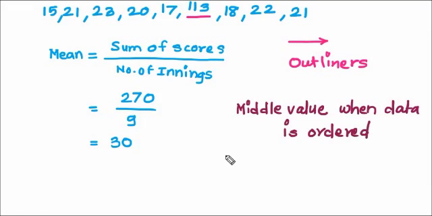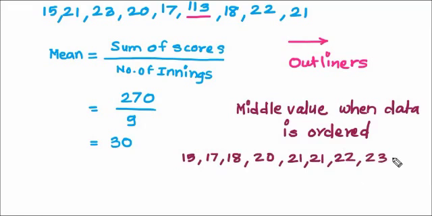So what we need to do is first order the data. So let me order the data. So data is ordered in ascending order. Now what is the middle value? So how do we know the middle position? If the data has odd number of values, then we add 1 to it and divide by 2 to get the middle position. So in this case, we have 9 values which is odd. We add 1 and divide by 2. So that is 10 divided by 2, which gives us 5. And hence 5 is the middle position.